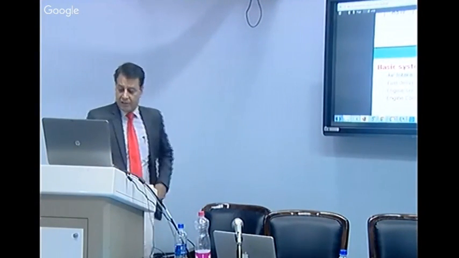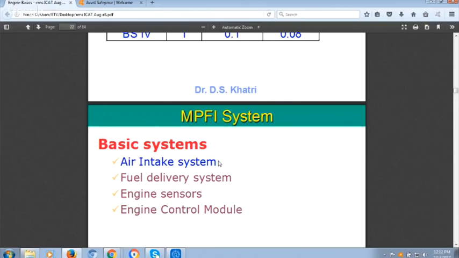Yes, gentlemen. Now we really start with the multi-point fuel injection system or electronic fuel injection system. Now you can categorize this system into 4 subcategories: air intake system, fuel delivery system, sensors, and engine control module, which is the brain of the electronic fuel injection system.